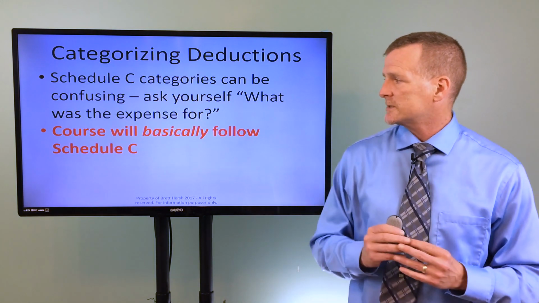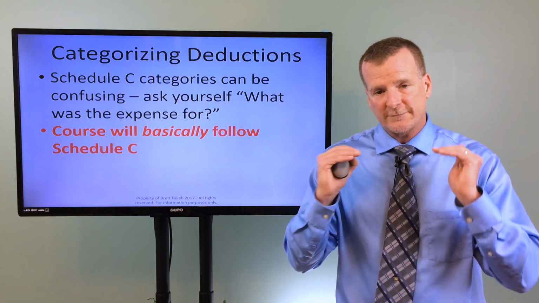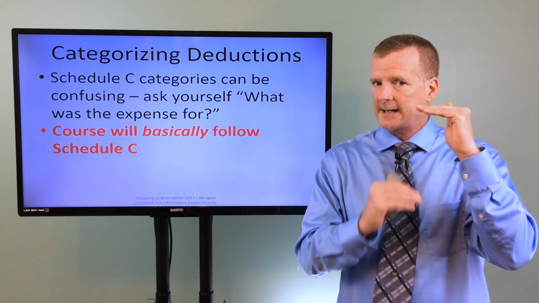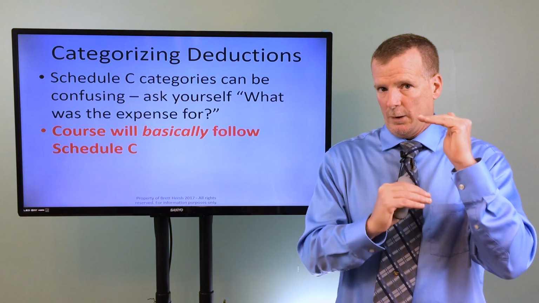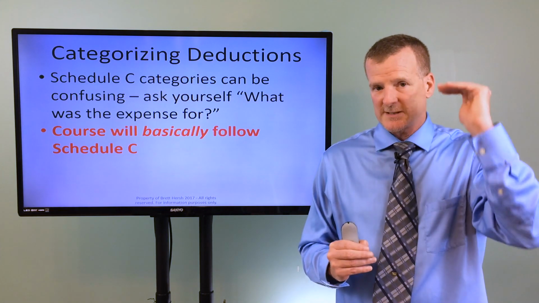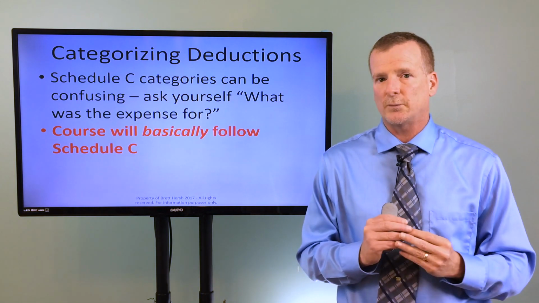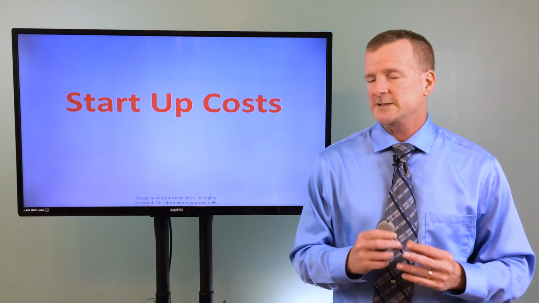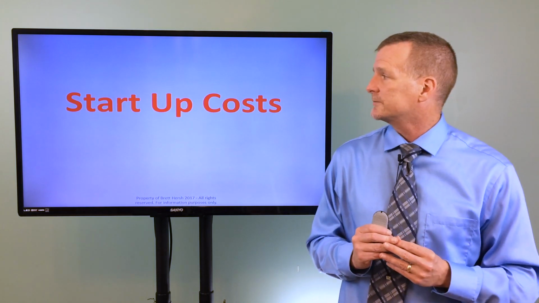Now, this course is basically going to follow Schedule C. In upcoming sections, you're going to see where the major deductions are put together, like auto and the home office, but with few exceptions, we're going to follow Schedule C. So you can probably just print out a Schedule C from our website and follow along for the most part as you go through the course. So also familiarize yourself with Schedule C.